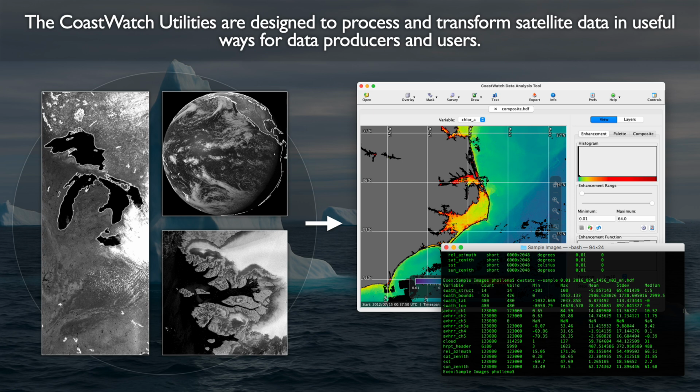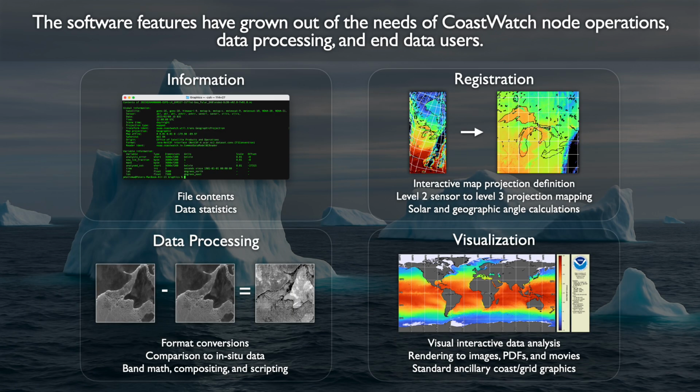So let me drill down now to some of the software functionality. And I've divided it up into a number of areas: information, registration, data processing, and visualization. I'll talk about those. So there are 17 different command line tools that you can chain together in Unix or Windows scripts, and 2 visual interactive tools.